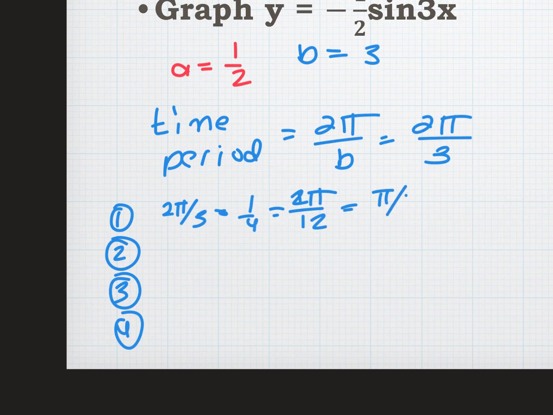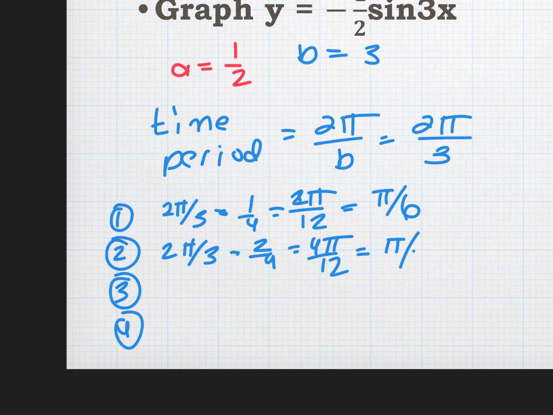pi over 6. Then I'm going to take 2 pi over 3 and multiply it by 2/4. If you want to say 1/2, yes, that's the same thing. So 2 times 2 is, I get 4 pi over 12, which becomes pi over 3. Then I have 2 pi over 3, and I'm going to multiply that by 3/4. Gives me 6 pi over 12, right?